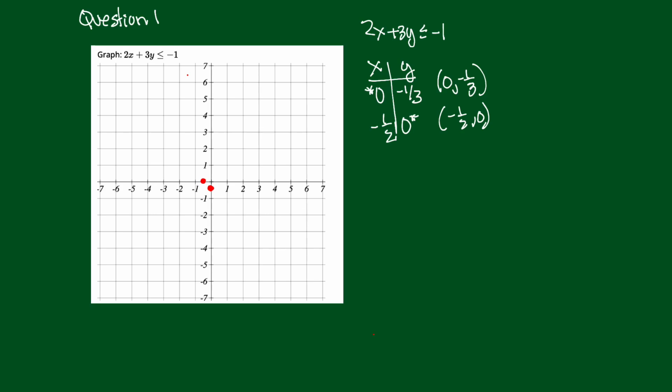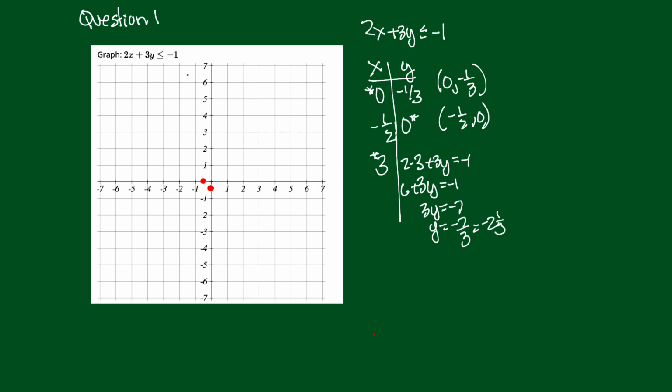But because those are so close together, why don't we pick something bigger for x, like maybe 3. If I put in 3 for x, what do you get? You get 2 times 3 plus 3y. Now, this is the divider line, so I'm going to put negative 1. So I'll get 6 plus 3y equals negative 1. So 3y is equal to negative 7. So y is equal to negative 7/3, which is negative 2 1/3.